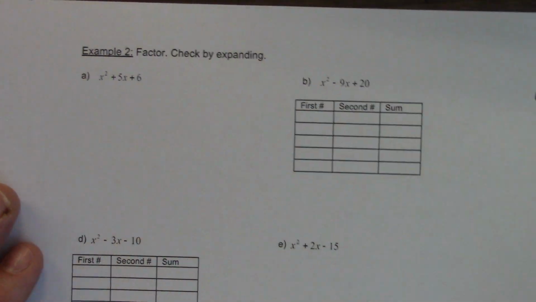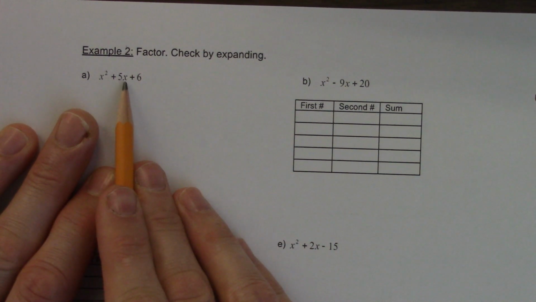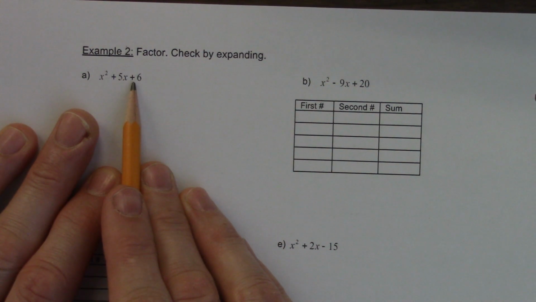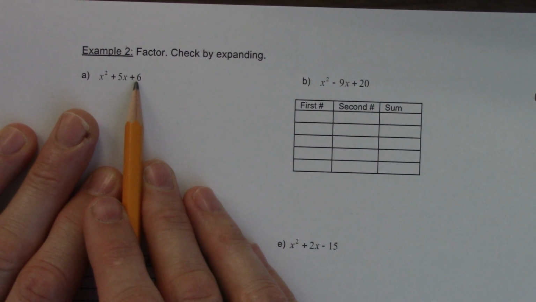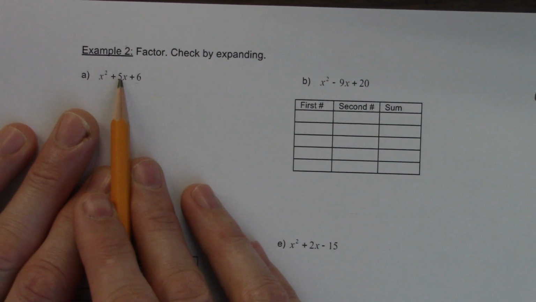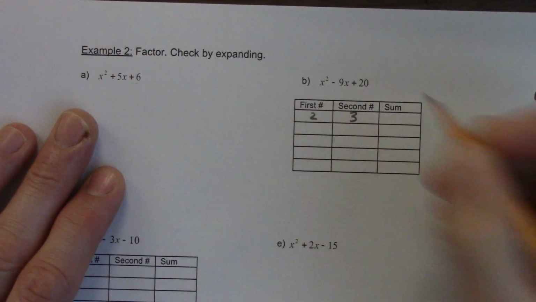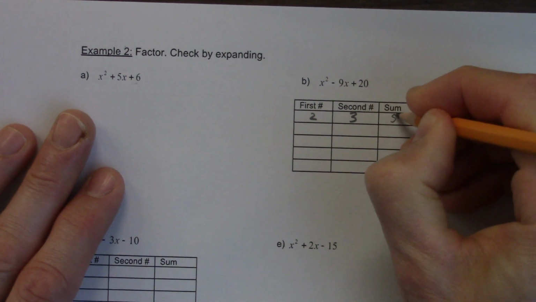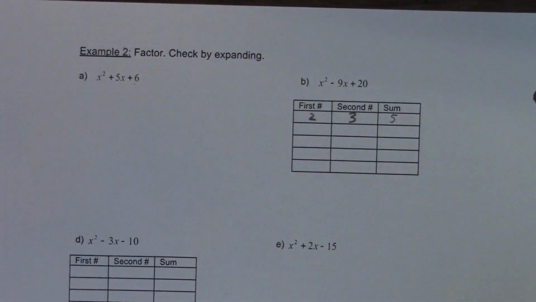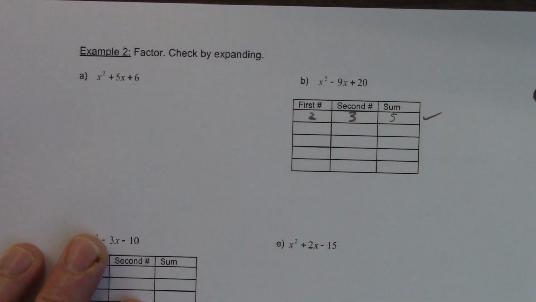It says factor, check by expanding. So here we have x squared plus 5x plus 6. Okay, we need to find two numbers that multiply to give us 6, but add to give us 5. Okay, so the first two numbers for 6 that we like to maybe think of are 2 and 3, and the sum of those two numbers is 5. So right away, that works. 2 and 3, and we get 5.